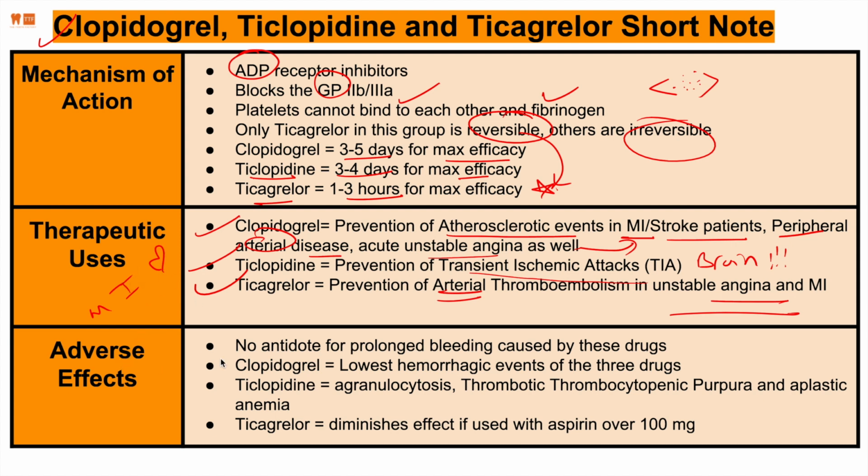Okay. Adverse effects, there's no antidotes for prolonged bleeding caused by these drugs. Well, as of now, they're still researching on it, but nothing yet. Clopidogrel, the lowest hemorrhagic events of these. So clopidogrel is safe. Ticlopidin causes agranulocytosis. Now that's pretty bad. There's thrombotic thrombocytopenic purpura, and aplastic anemia. So basically, ticlopidin, unsafe. Ticagrelor diminishes effect if used with aspirin, just like ibuprofen, aspirin over 100 milligrams. So in all, this slide, clopidogrel wins the race.